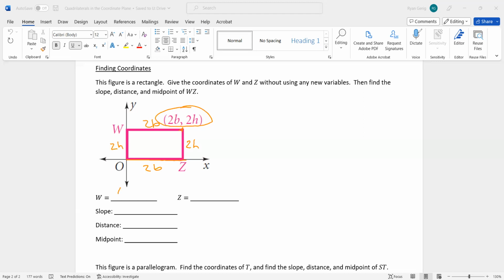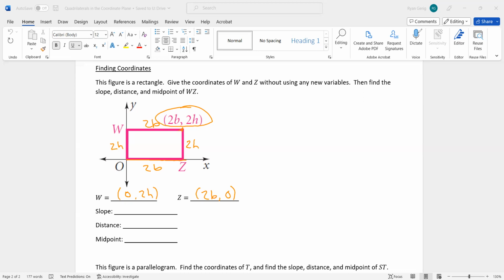Now with those all there, I can find the coordinates of W and Z. So coordinates are X first. So W, what are the coordinates? How far to the right or left did I go? Well, I didn't go at all. I'm still on the Y-axis. So 0. And how far up did I go? 2H. Z is on the X-axis. How far over did I go? I went over 2B. How far up did I go? None. So those are your coordinates.